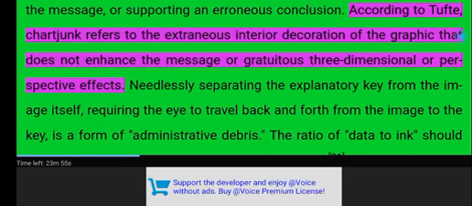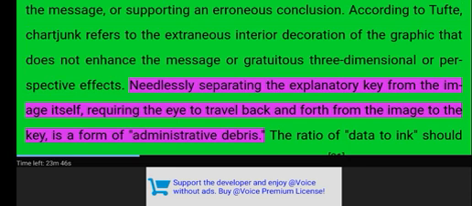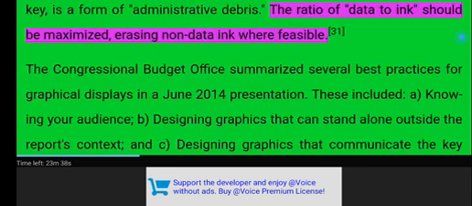According to Tufte, chart junk refers to the extraneous interior decoration of the graphic that does not enhance the message or gratuitous three-dimensional or perspective effects. Needlessly separating the explanatory key from the image itself, requiring the eye to travel back and forth from the image to the key, is a form of administrative debris. The ratio of data to ink should be maximized, erasing non-data ink where feasible.